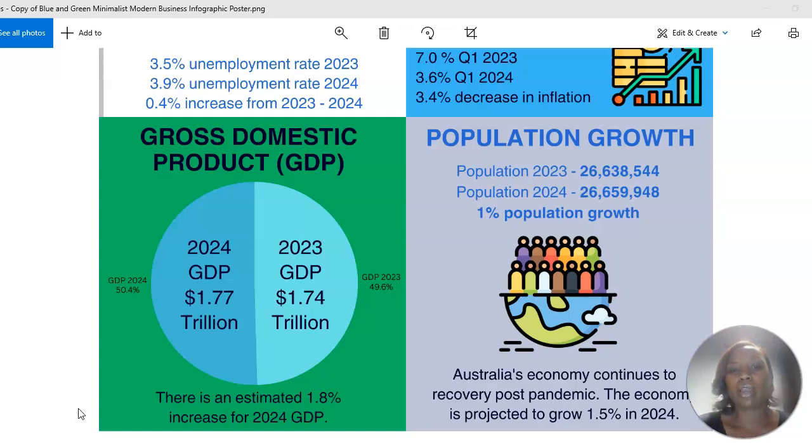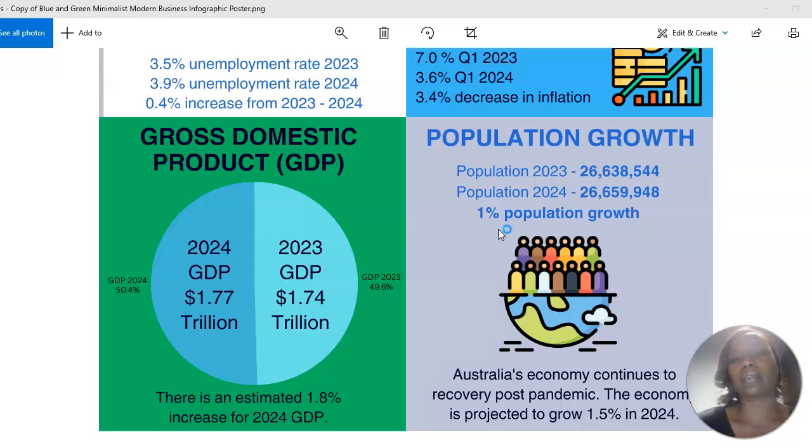And as we learned in macroeconomics, when the GDP increases, even though the growth is slow and steady, it increases the quality of life. And so then the fourth economic indicator that I looked at was population growth. So the population growth between 2023 and 2024 is estimated to be just 1%, but there is also an estimated growth of over 21,000 people.